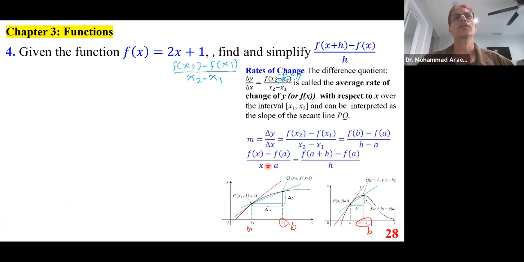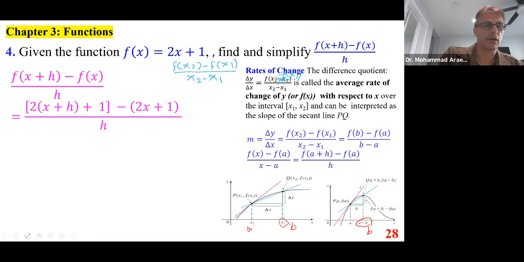So let's evaluate this. How do we do that?